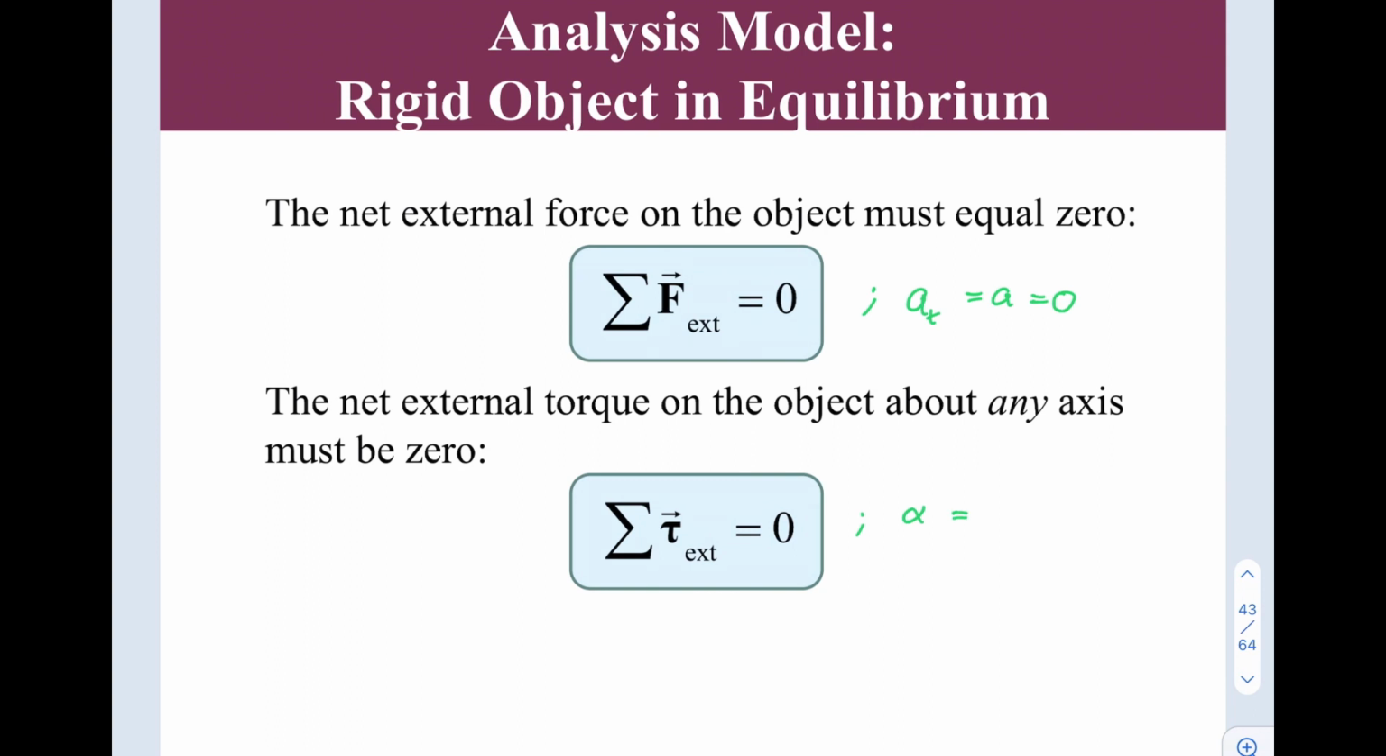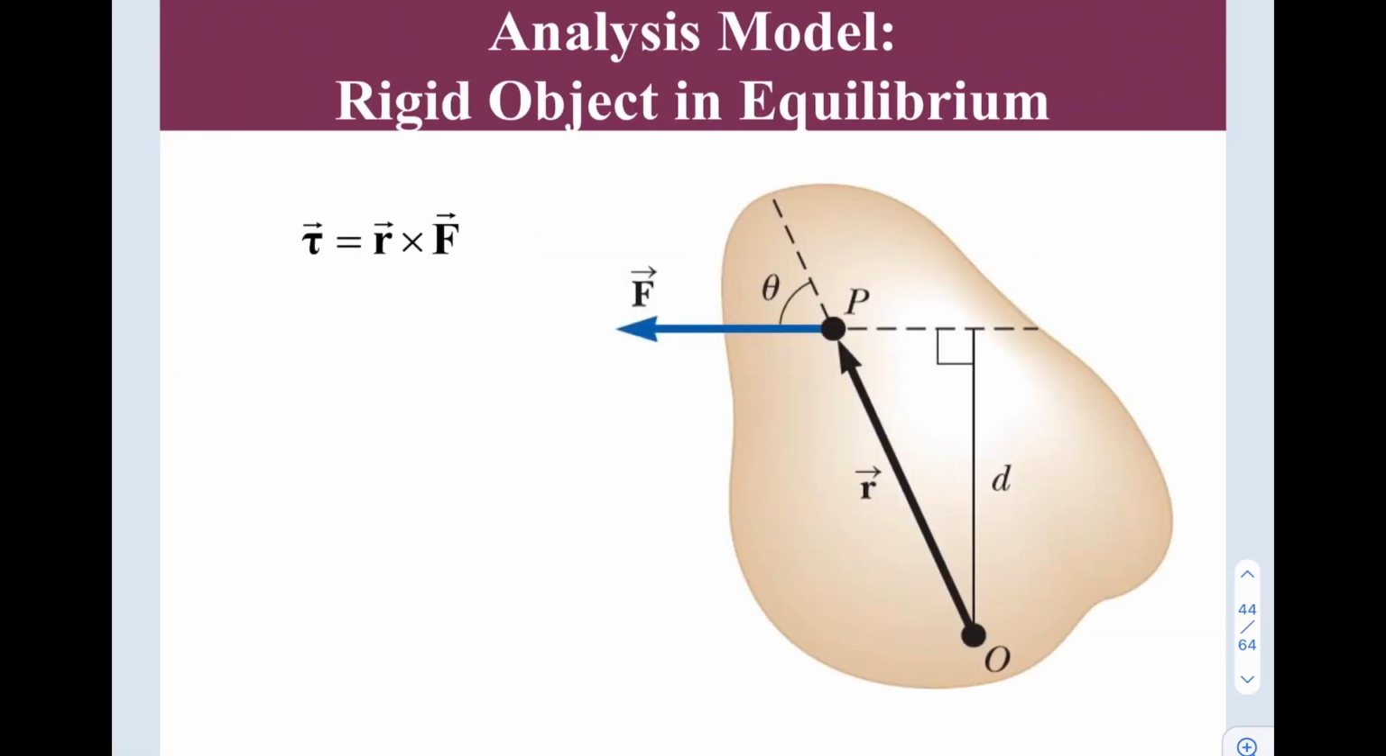Right? For this case, sum of torque equivalent to 0, because the alpha is 0. The angular acceleration is 0. The sum of the torque external on the system is equivalent to 0 because the alpha for the system is 0. Right?